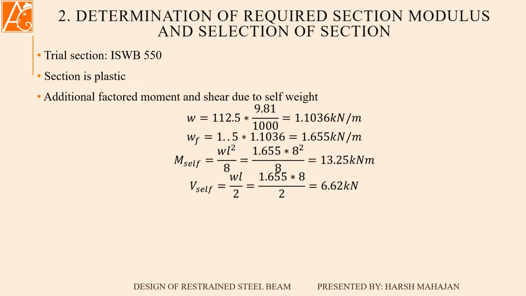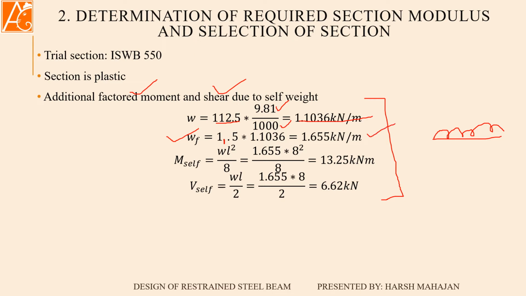Now it's time to update the factored moment and shear. So we are calculating it for the self weight. Now we know that 112.5 kilogram per meter is the self weight of the section. It is in kg, so to convert it into kilonewton, we multiply by g and divide by 1000. So this will be 1.1036. It is again a UDL, the self weight is like a UDL only. So factored is 1.5.